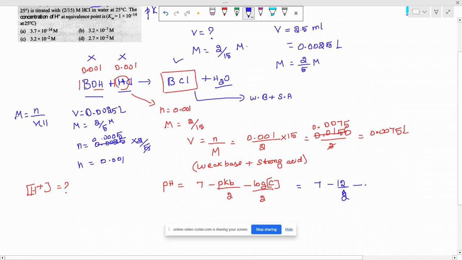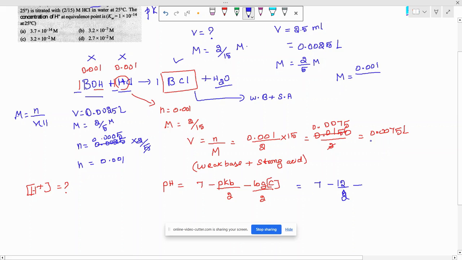And then log C, concentration of the salt we have to take. But we don't know the concentration of the salt. That is molarity of the salt we need. So here look at this. If 1 mole of base is getting reacted with 1 mole of HCl, 1 mole of salt will be formed. Molarity is nothing but the concentration. So number of moles of that salt will also be 0.001.